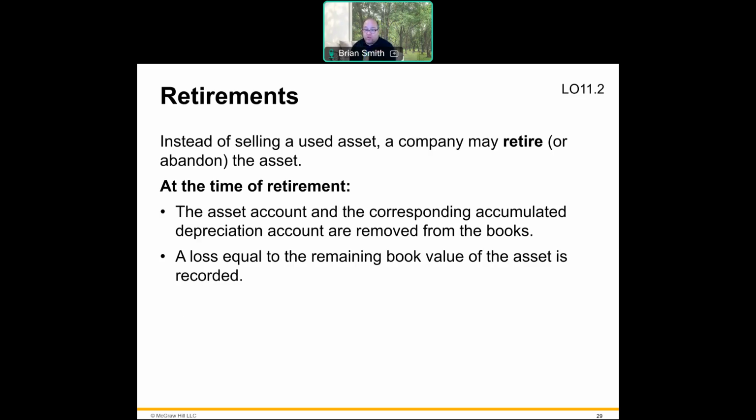If we're retiring it, we're just going to debit the accumulated depreciation, credit the equipment, and indicate any gain or loss on that retirement.